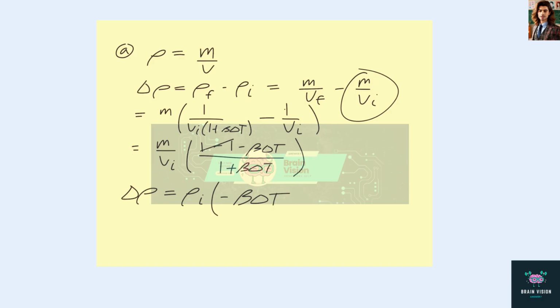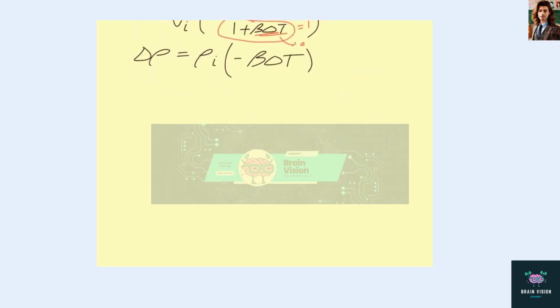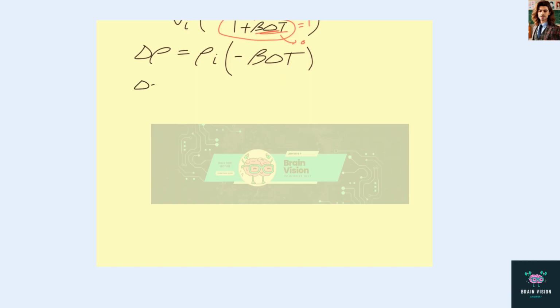And because we're looking at such an infinitesimally small change, the denominator is going to be essentially 1 because beta delta T is going to be 0. So we are left with the desired expression: delta rho over rho initial is equal to negative beta delta T.